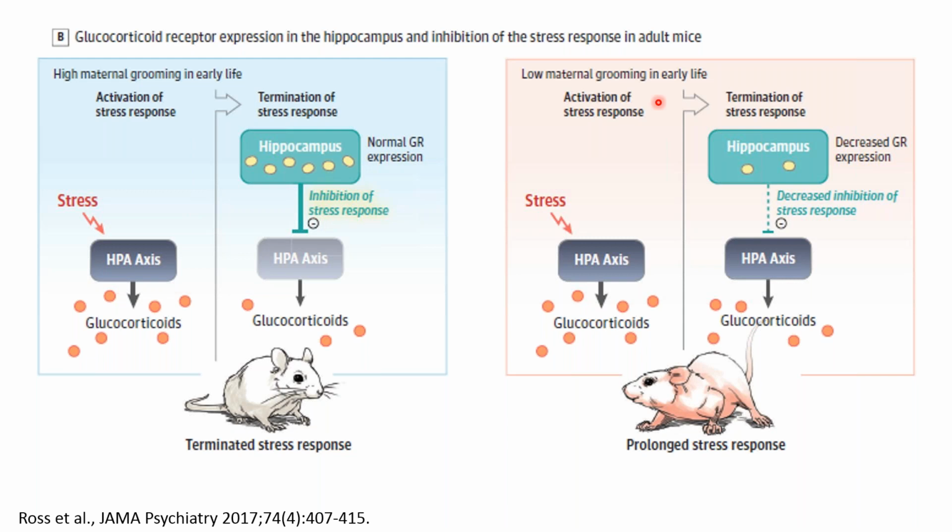If you were a low maternal grooming mouse, what happens is you dump all your glucocorticoids because the HPA process still goes on when you're stressed. And when you go to terminate that stress response, you only have a few receptors and they don't function all that well. So you're actually unable to inhibit a stress response and turn it off. And as a result, you're chronically stressed. And that's what we're seeing in these puppies, I think. I think we're seeing that in a lot of these dogs and puppies that are born in the circumstances I outline.